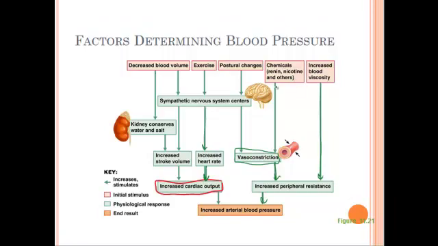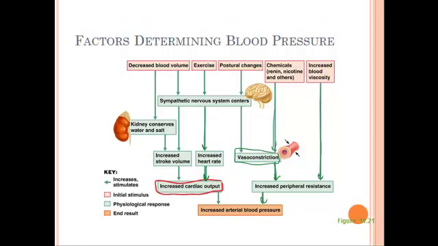Also, there's a chemical, renin. Renin is a chemical that is released by the kidneys that will set off a series of events that will cause the blood pressure to rise by forming angiotensin II, which constricts the blood vessels, causes the peripheral resistance to increase, and your blood pressure will go up as well.